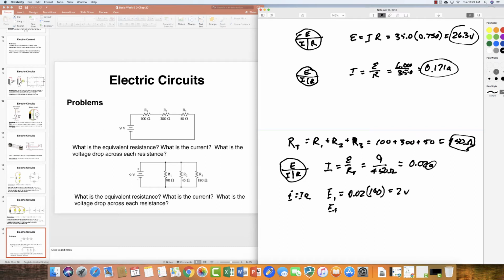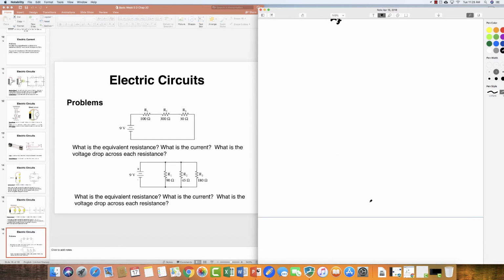At the second one, it's going to be 0.02 times 300, which is going to be 6 volts. And then the last one is going to be 0.02 times 50, which is going to be 1 volt. And the sum of these three has to equal the total, which is 9. And the good thing is that it was equal to 9. Now let's take a look at the second problem, which is a parallel circuit.